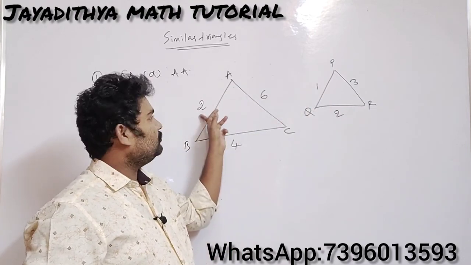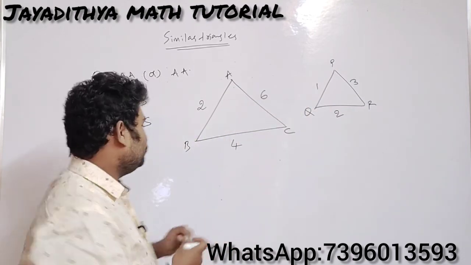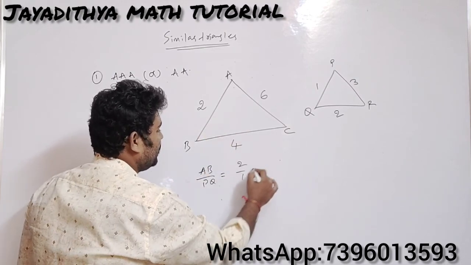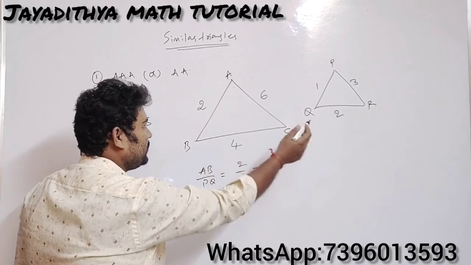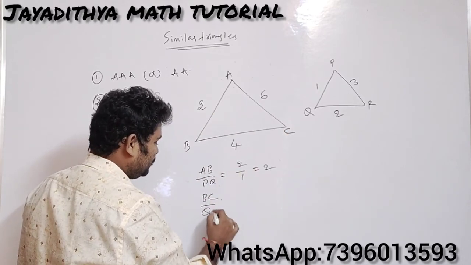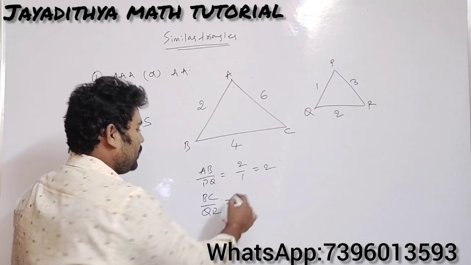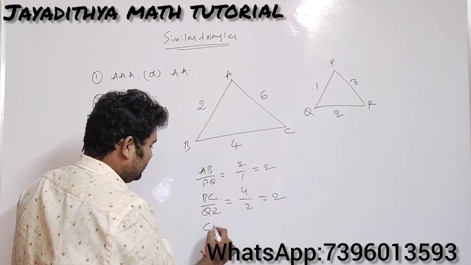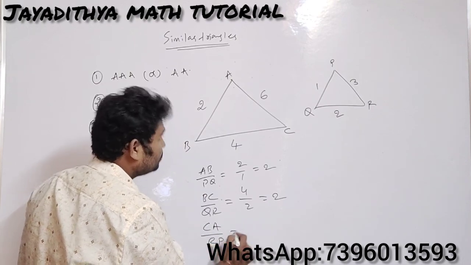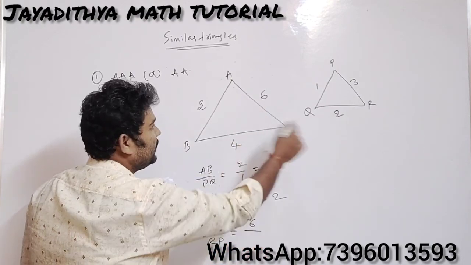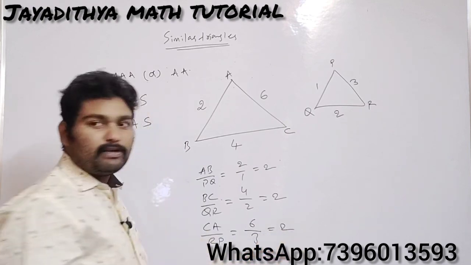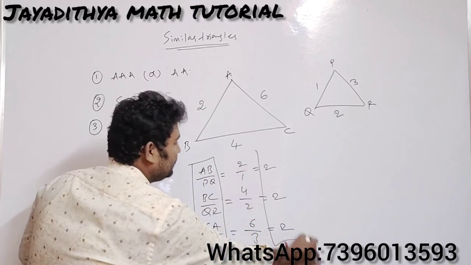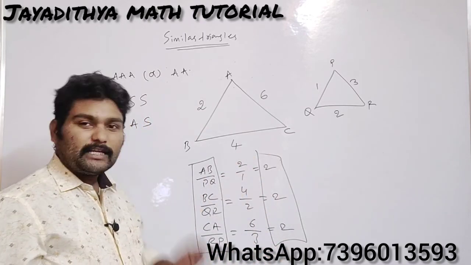Now you observe the ratios here. 1 by 2 is 1 by 2, or you can take the reverse also. Take AB by PQ. How much will it be? That is 2 by 1, which is equal to 2. Take BC by QR. BC by QR is 4 by 2. Again, the value is 2. And take the other case, CA by RP. CA is 6 and RP is 3. Again, the ratio is equal to 2. The ratios of corresponding sides are equal here.